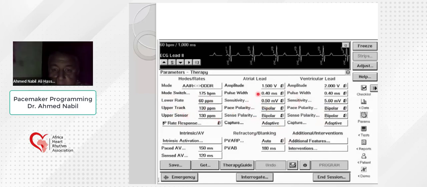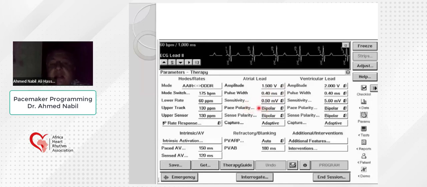Here is the amplitude, whether for the atrial lead or the ventricular lead, and the pulse width. We can see here an amplitude of 1.5 volts at 0.4 milliseconds, which is due to the automatic capture control. This means that the automatic capture control is the one that adjusted this 1.5 volts. This is the sensitivity of the atrial lead, which is 0.5 millivolts. This means that any wave above 0.5 millivolts will be sensed by the atrium, but any wave less than 0.5 millivolts will not be sensed by the atrial lead.